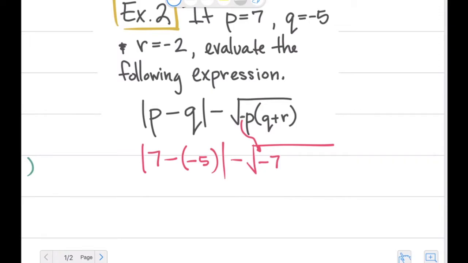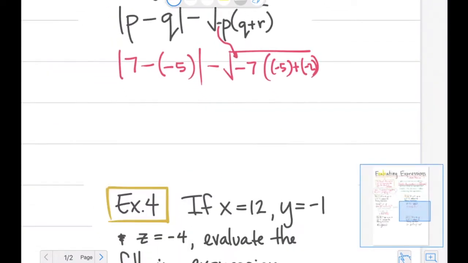I guess we don't have to put it in parentheses. You can if you want to. It's not going to mess you up, but it's up to you. And then in parentheses, it's q plus r. q is -5 plus r is -2. So now let's continue to simplify.